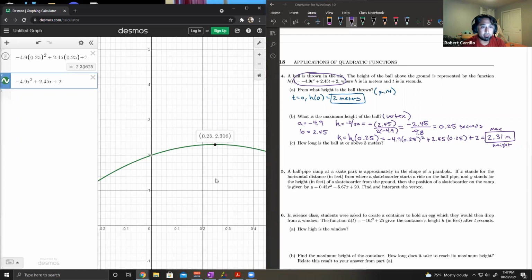All right. Next, how long is the ball at or above 3 meters? Based on what we found in B, if 2.31 meters is the maximum height, will this ball ever reach 3 meters? No. So the ball is never at 3 meters. Okay, awesome. Everybody go with that.